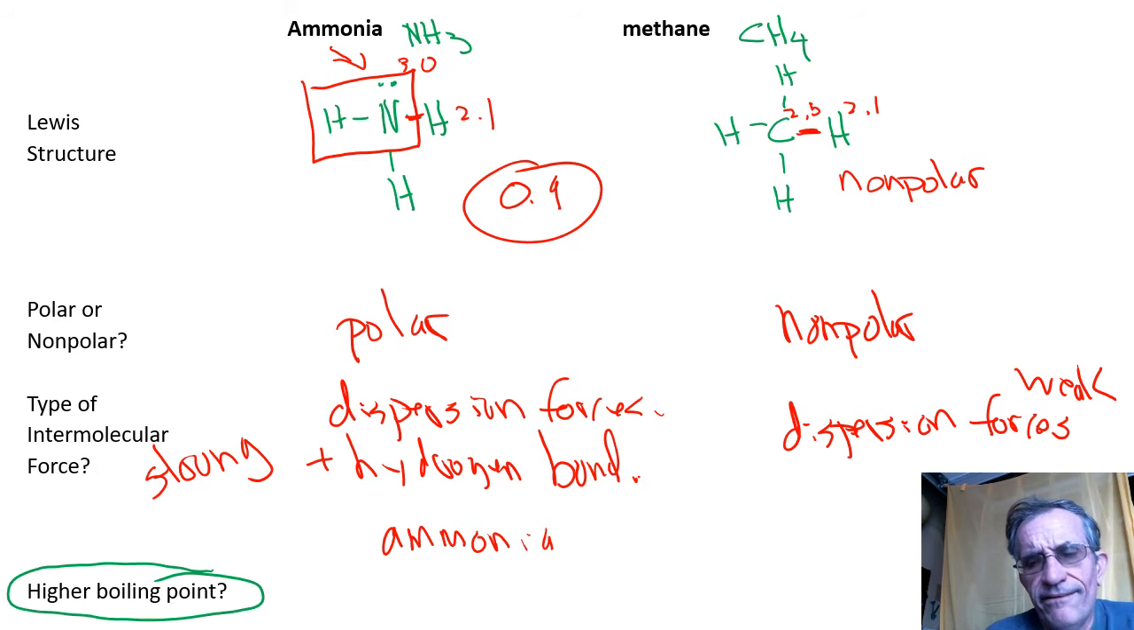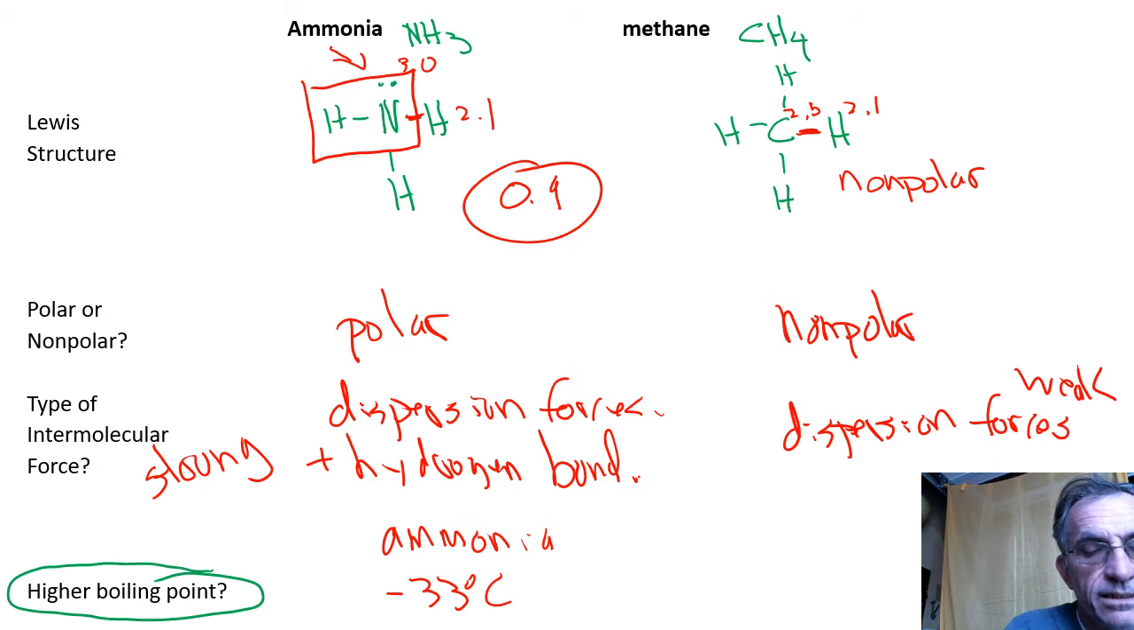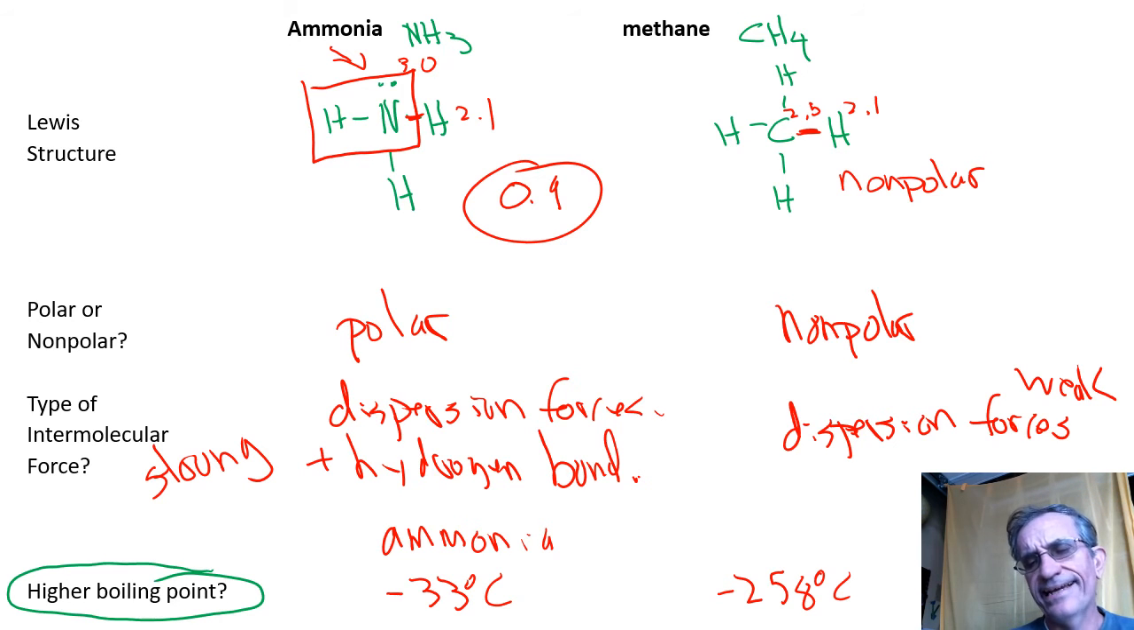All right, well, maybe not obviously, but we can look it up to make sure. If you look it up, ammonia boils at -33, and methane boils at -258. So notice they're both negative, and -33 is a higher temperature than -258. So yes, our prediction is right. Ammonia should boil at a higher temperature. All right, with that, let's do one more.